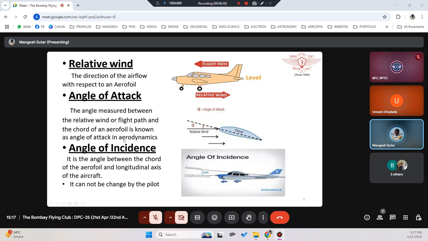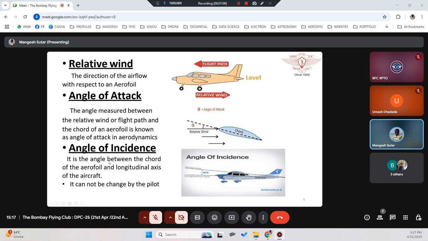Now what is angle of incidence? Now angle of incidence is a fixed angle. Okay, it cannot be changed. Now angle of incidence is nothing but it's an angle between the chord line, जो आपका विंग है, विंग का जो आपका लीडिंग एज एंड ट्रेलिंग एज ज्वाइन करने के बाद जो chord line बनता है, and the longitudinal axis of your aeroplane from the tip of the aeroplane till the tail of the aeroplane, that is your longitudinal axis. इसके बीच में जो एंगल बनता है वो है एंगल ऑफ इंसिडेंस.